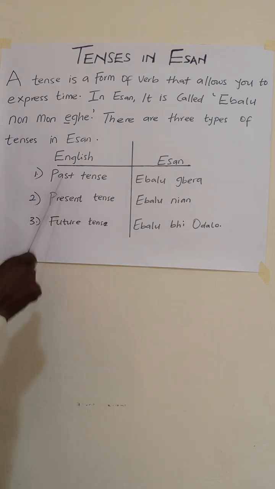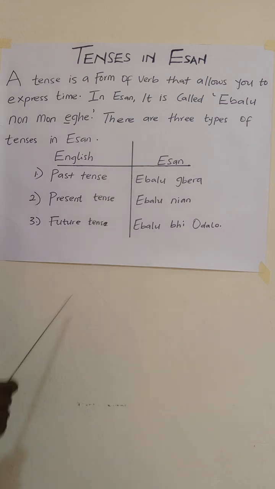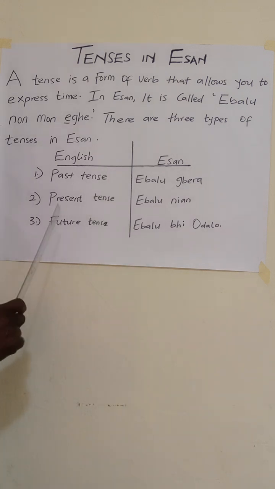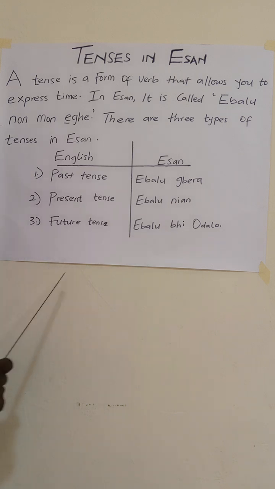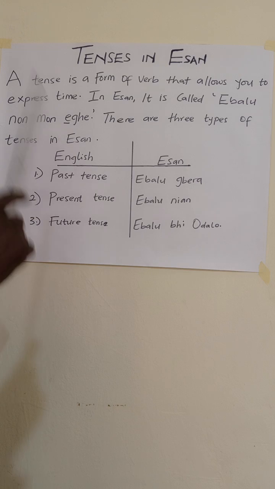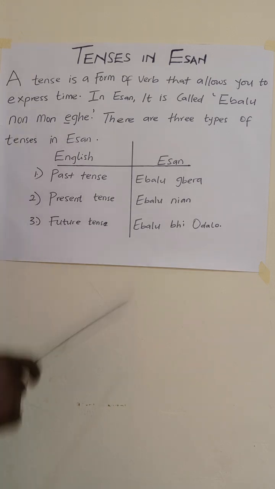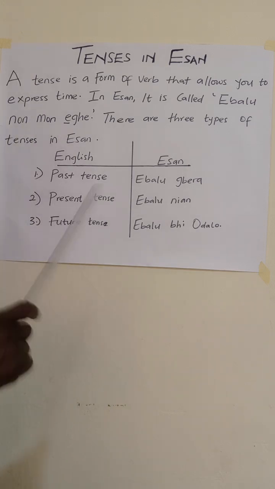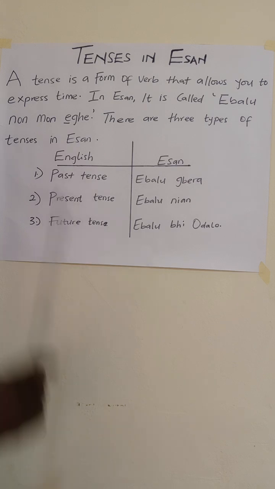One, past tense, ebalu no gbera, or ebalu gbera. Two, present tense, ebalu nia. Three, ebalu wegodalu. That's future tense. These are the tenses we are going to deal with under these tenses in Esan language. Let's look at the next one.